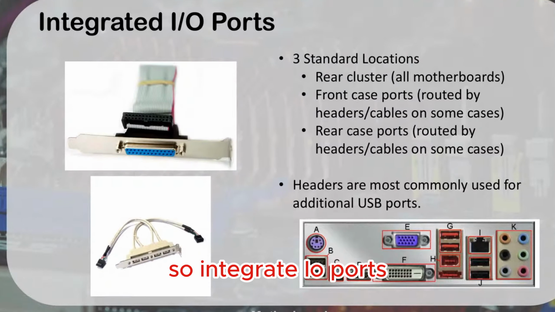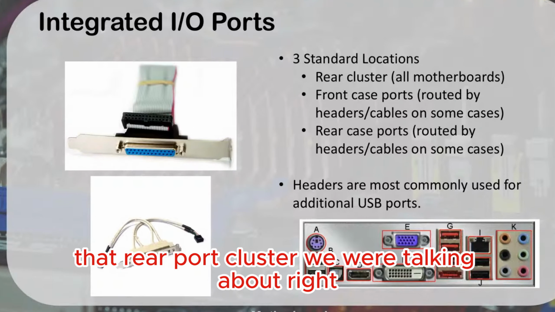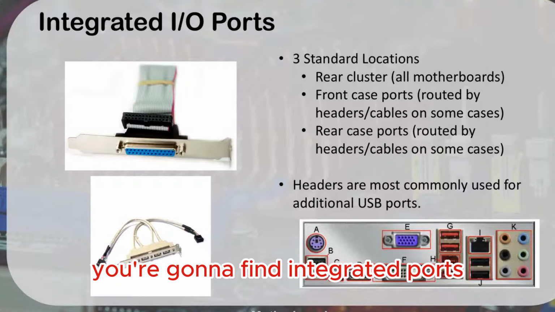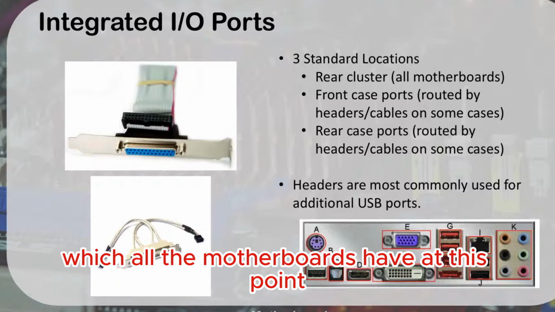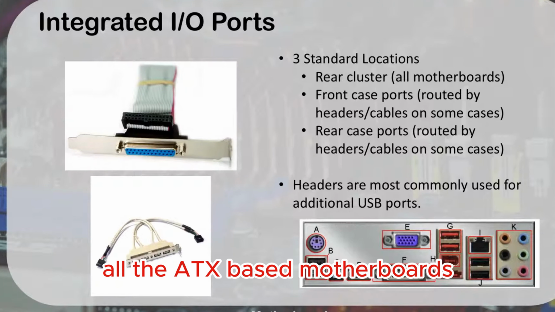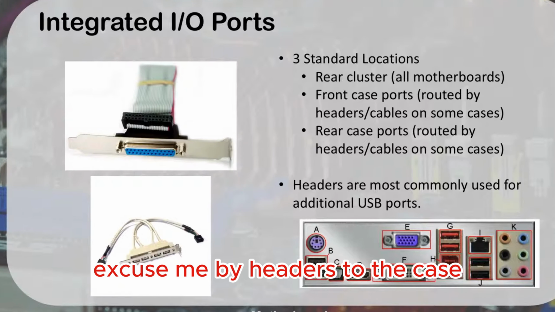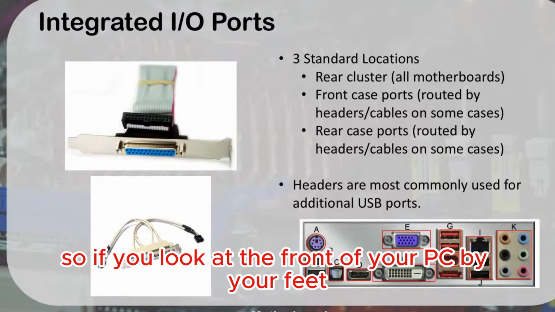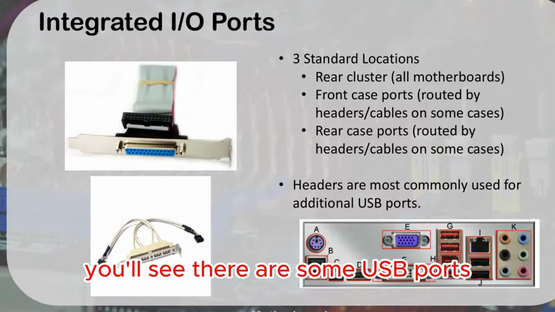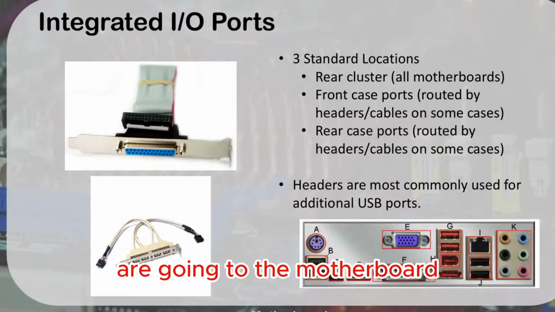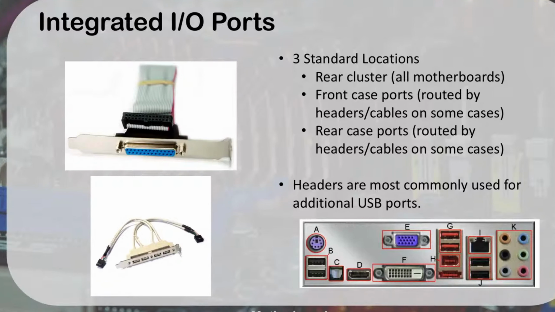So integrated I/O ports, that rear port cluster we were talking about, right? There's a standard 3 different places you're going to find integrated ports. One is the rear port cluster, which all the motherboards have at this point, all the ATX-based motherboards. We also have some front ports that are routed by headers to the case. So if you look at the front of your PC by your feet, you'll see there's some USB ports, a microphone in, and a headphone port, right? Those actually have cables that are going to the motherboard, which are called headers.